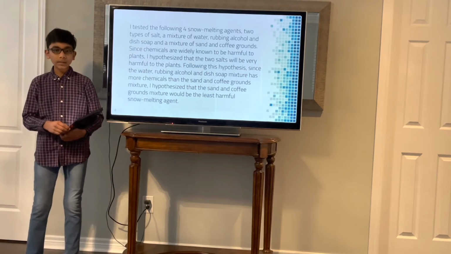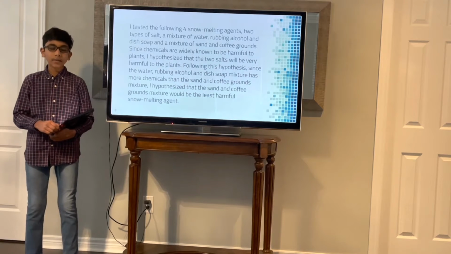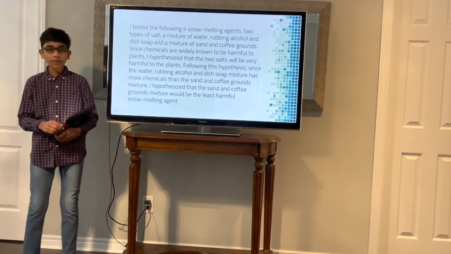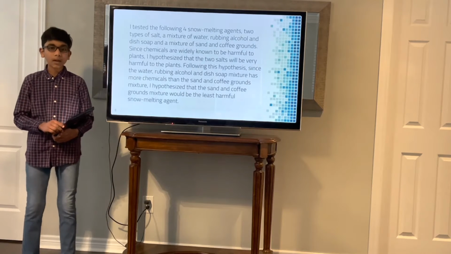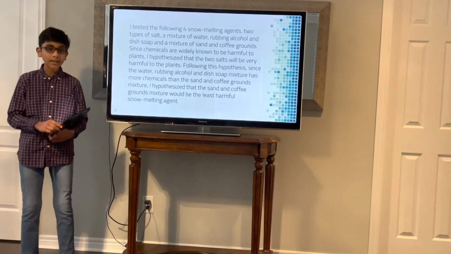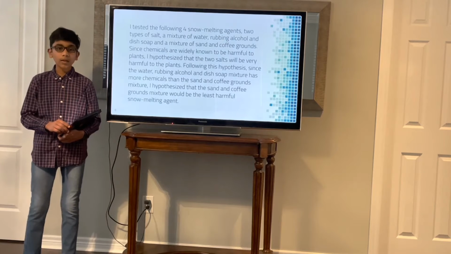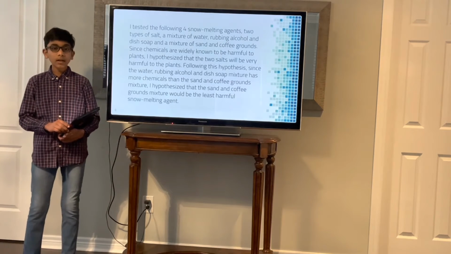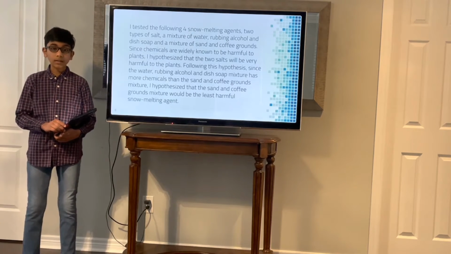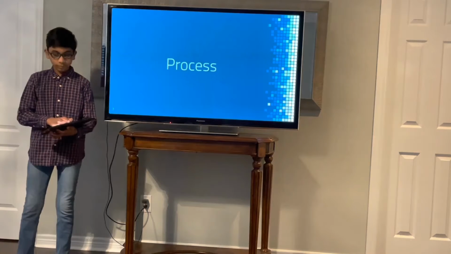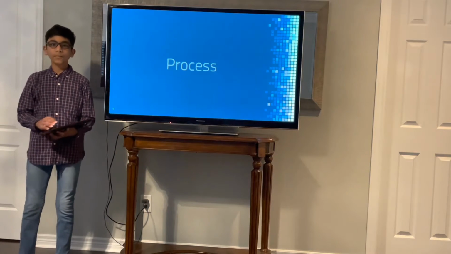Now, following this line of thought, I hypothesized that the sand and coffee ground mixture would have the least harmful environmental impact, since the water, rubbing alcohol, and dish soap mixture has more chemicals than the sand and coffee ground mixture as well. On to my process.